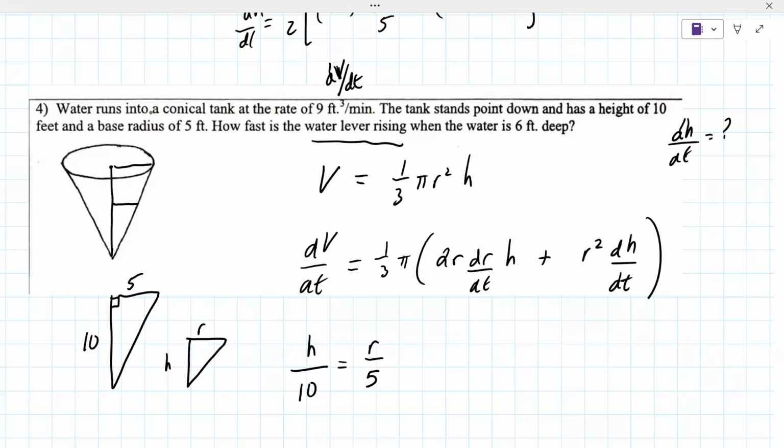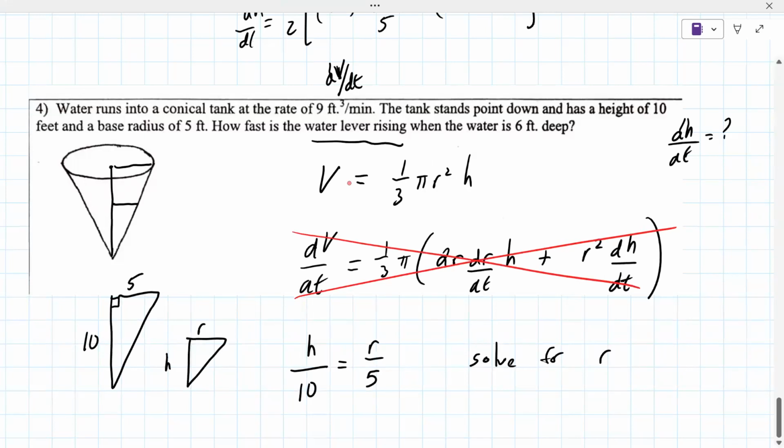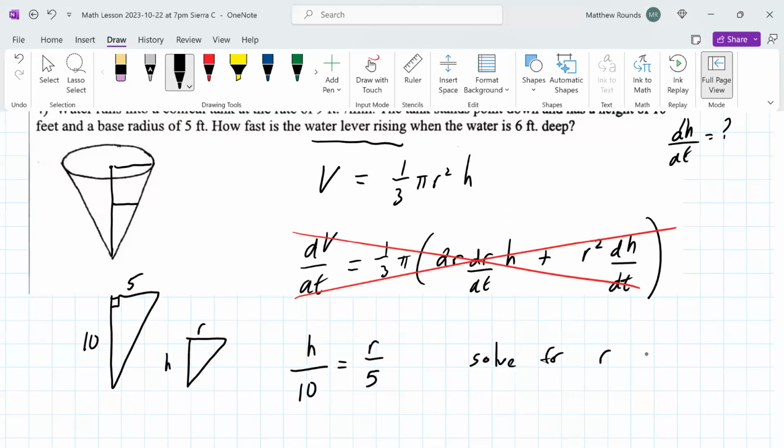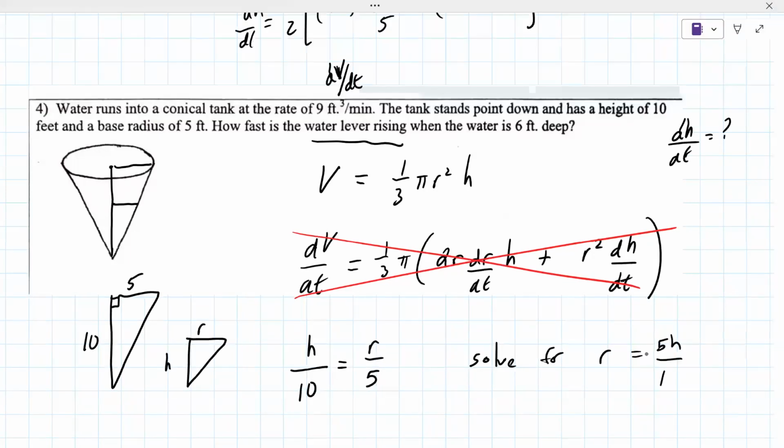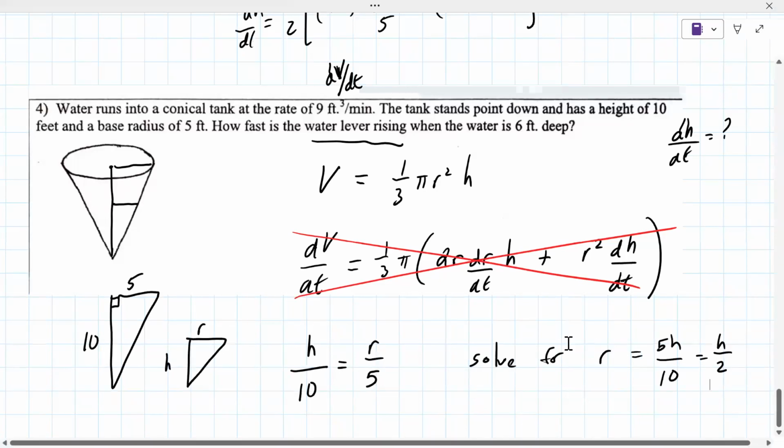But now it's like, well, which variable do I solve for? Because we want to solve for dH/dt, we need to get rid of the r squared. So you have to solve for r. It's not necessarily clear which variable to solve for until you think ahead about which one you actually need. So we're not actually going to use this equation right here. We're going to solve for r in the proportion, which ends up being 5h over 10, or h over 2. Oh, we're cross multiplying, right? Yes.